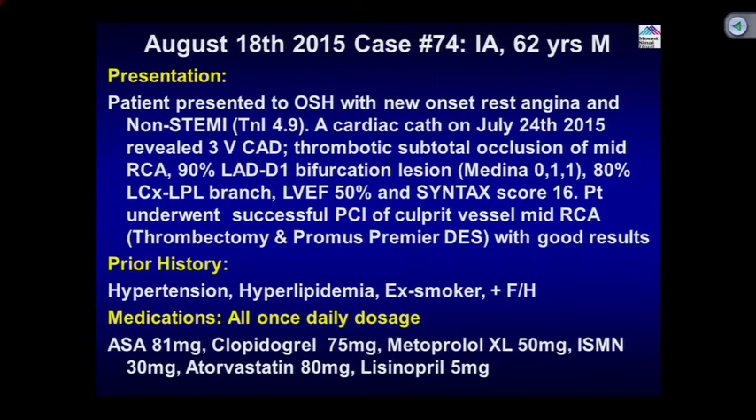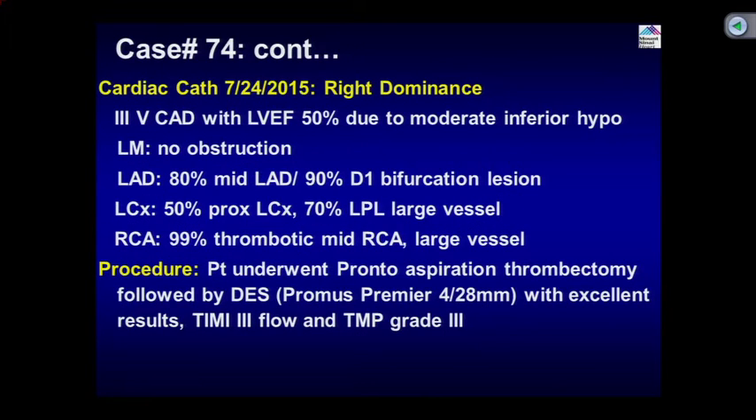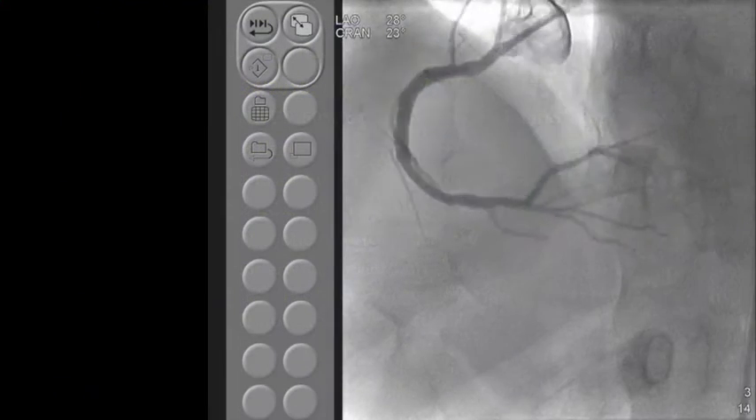And of course, the question always comes: what do we do with clopidogrel versus the newer P2Y12 inhibitors like ticagrelor or prasugrel, unless there is a contraindication? I think more and more we are relying on that. So clearly, Anu will take you through what was done in this particular case in the right coronary PCI.